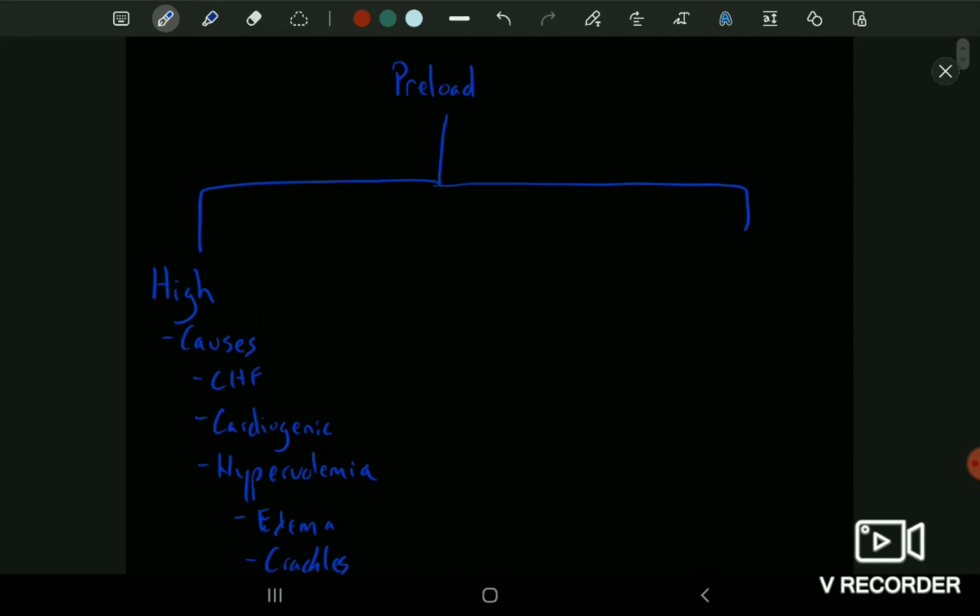So going back up, like I said, if things can be high, they can be low. So what causes low preload? If hypervolemia causes high preload, hypovolemia causes low preload. If you don't have enough fluid, there's just not enough blood circulating. That preload is way too low.